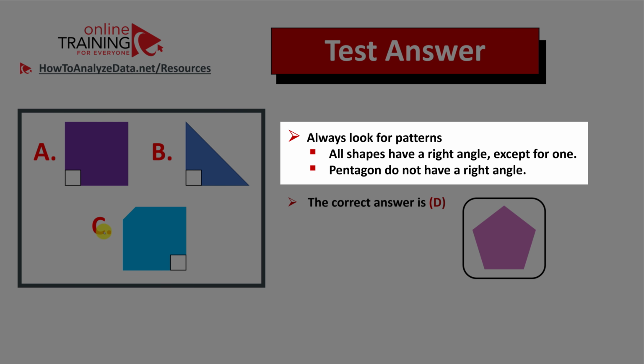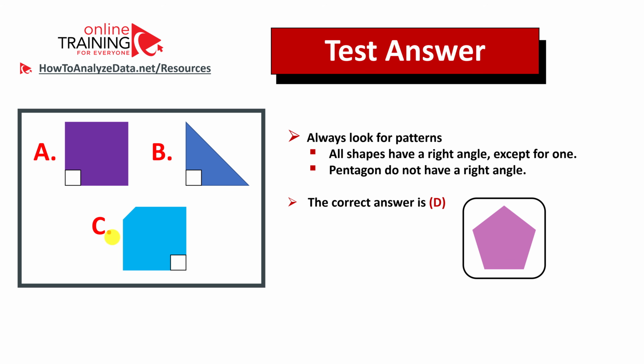Let's recap. Always look for patterns. All shapes here have the right angle except for 1, and the pentagon does not have the right angle. That's why you should select choice D, which is the pentagon. Hopefully you've nailed this question and now know how to answer similar problems on the test.